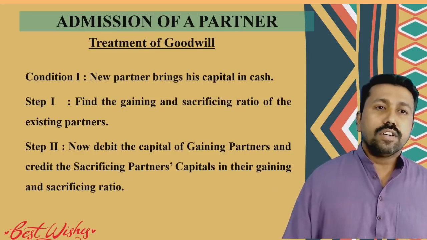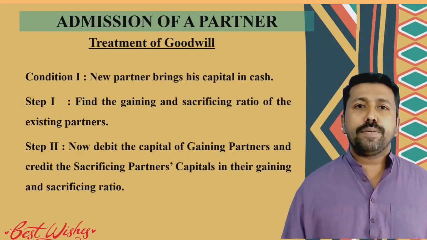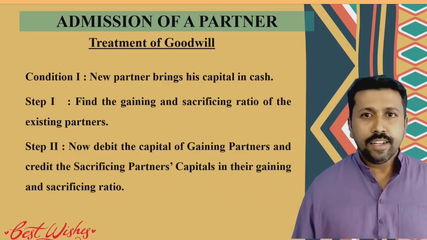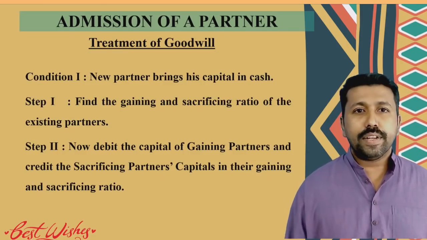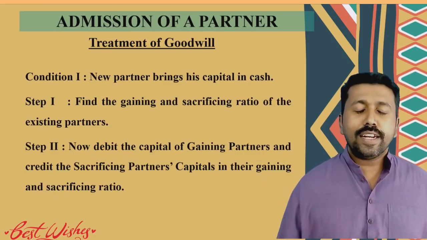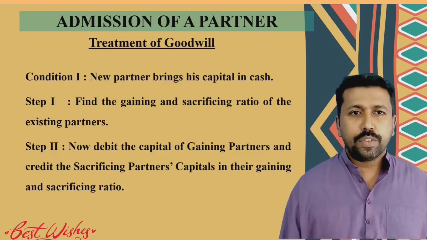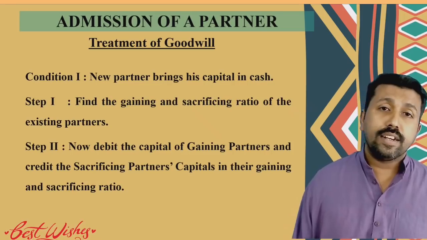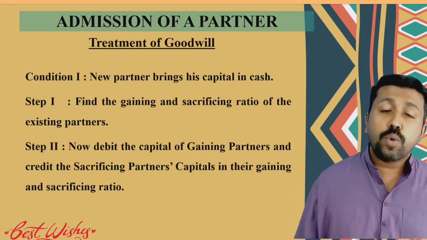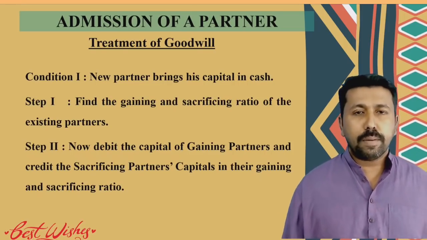And the super profit method is there. You know, super profit will be average profit minus normal profit. How can we calculate the normal profit? Normal profit is equal to capital employed into normal rate of return divided by 100. And the difference between average profit and normal profit will be super profit. Goodwill is equal to super profit into number of years of purchase.